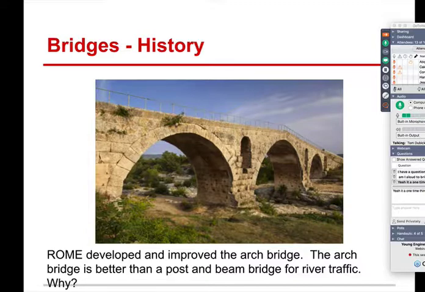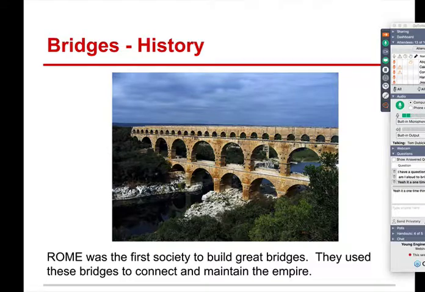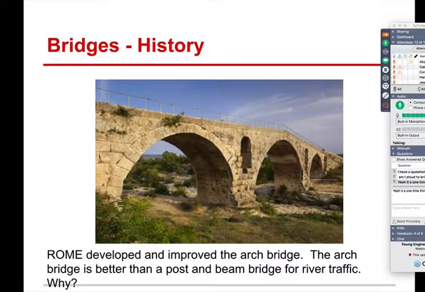Why do you think, compared to a simple post and beam bridge, what's so great about an arch and river traffic? Why do we like arches or suspension bridges for river traffic? Mind you, this probably went in after the bridge was made. Yep, boats go through it, water flows through it, absolutely.